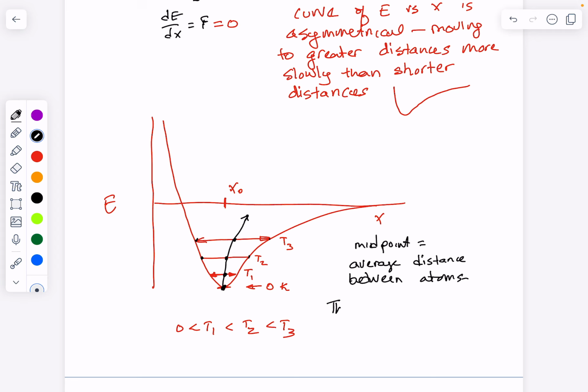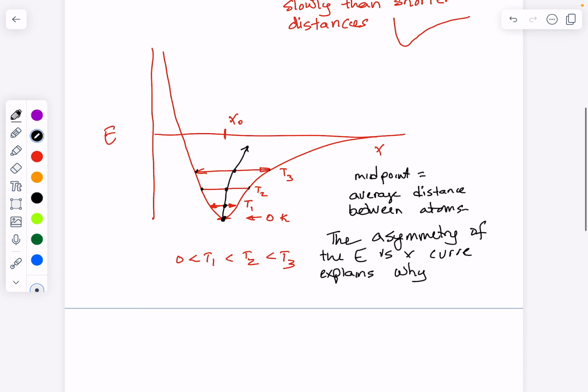I'm going to write that down because it's an important conclusion. The asymmetry of the E versus x curve explains why pretty much all materials expand when heated.